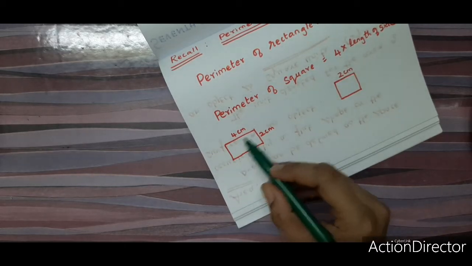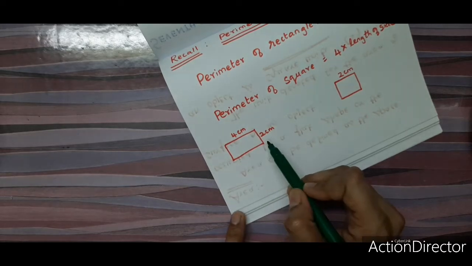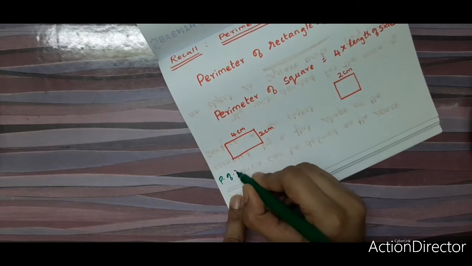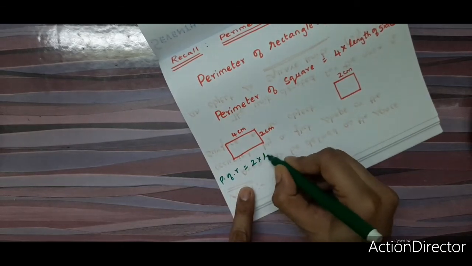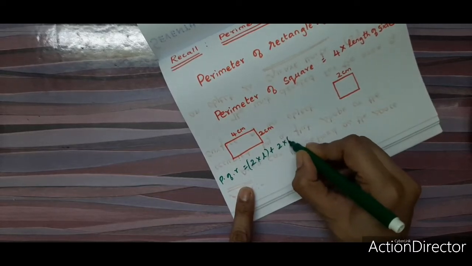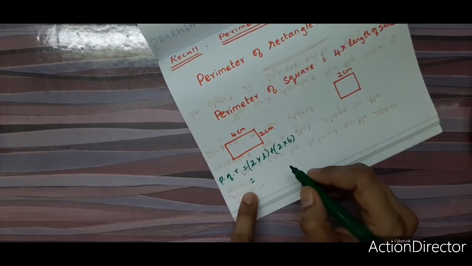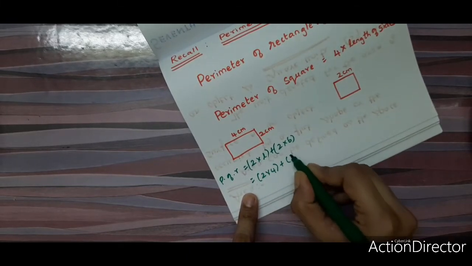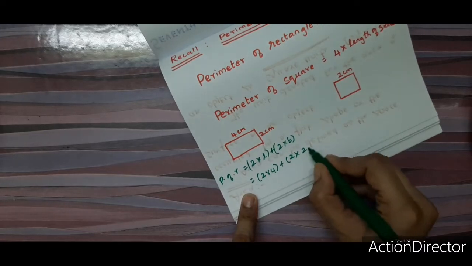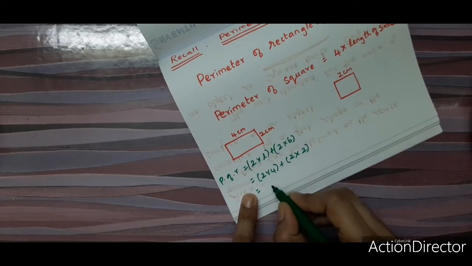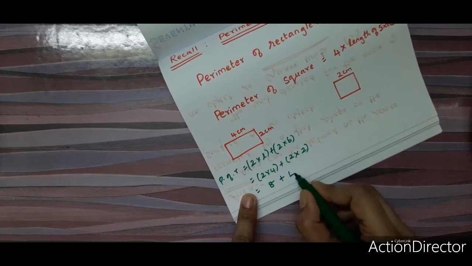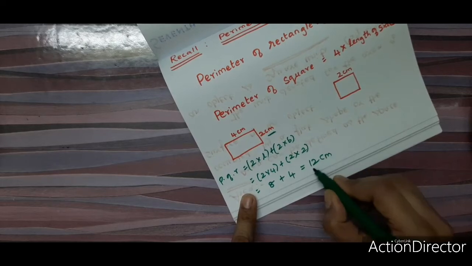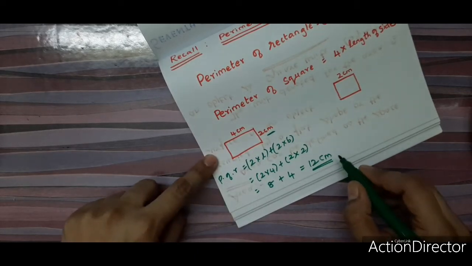This is a rectangle and the length is 4 centimeter, breadth is 2 centimeter. What is the formula? Perimeter of rectangle is 2 into length plus 2 into breadth. Here the length is 4, so 2 into 4 plus 2 into breadth, which is 2 centimeter. 2 4s are 8 plus 2 2s are 4. So the answer is 12. Here we have given centimeter, so centimeter. This is the perimeter of this rectangle.